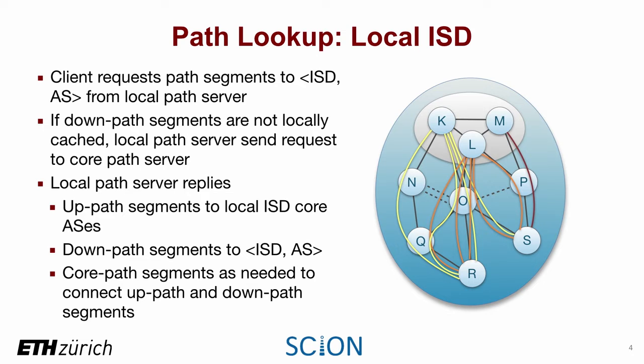Now, some of the up path segments and down path segments are not directly connected. They don't lead to the same core ASes. So in addition, core paths that link the core ASes, shown in blue here, are provided to the end host. And now the end host has a number of different paths to combine to create an actual end-to-end path from AS R to AS S.